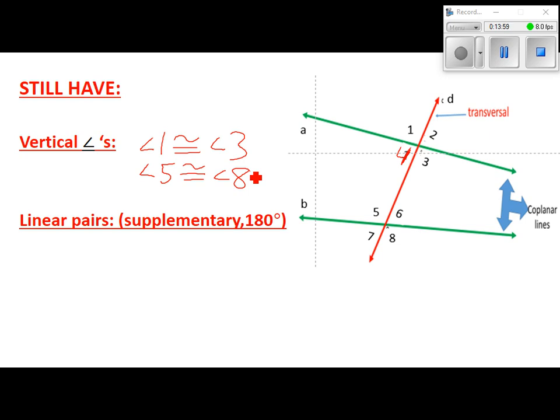And then the supplementary angles, the ones that make a linear pair together, you could have angle 5 supplementary to angle 6, and angle 5 is also supplementary to angle 7. So these two together add up to 180. These two together add up to 180. And there are many of those pairs there also. So you still have those, don't forget about them.